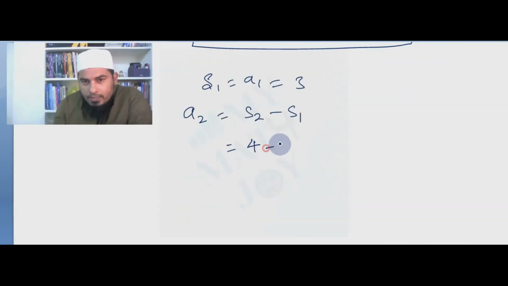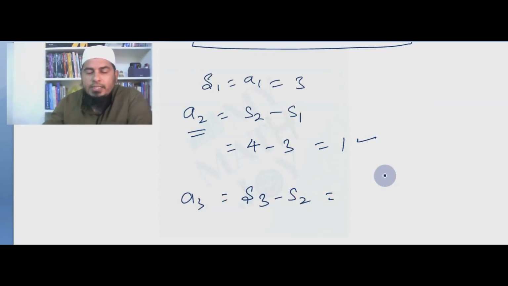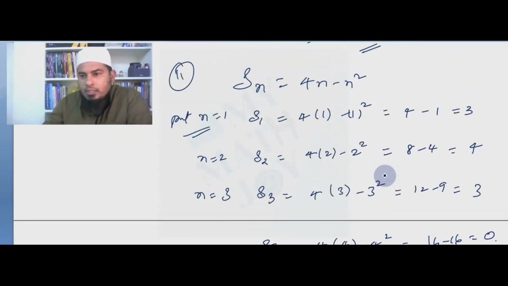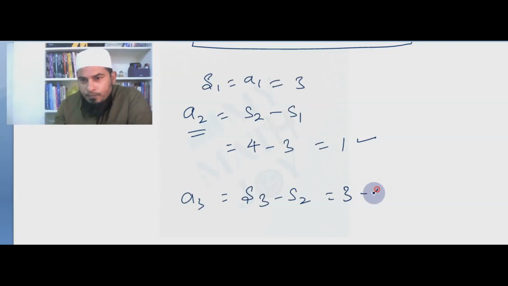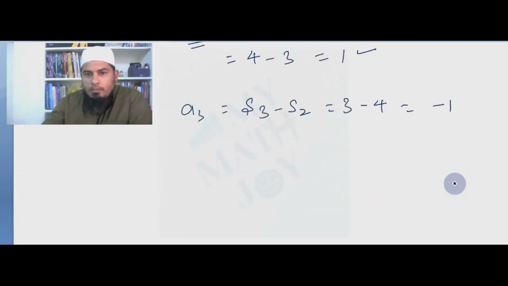4 minus 3, if you do, you'll get 1. So A2 is 1. You want A3, you will get it from S3 minus S2, and the S3 value you got from the list is 3 and S2 is 4. 3 minus 4, exactly, you'll get minus 1. So you got A3 as minus 1.